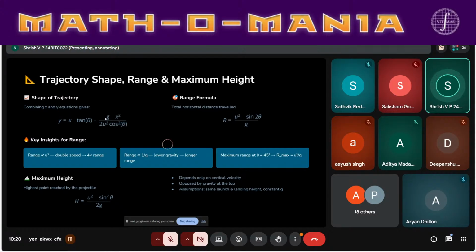Just a minute, there's a slight internet issue here. The pages are not loading.